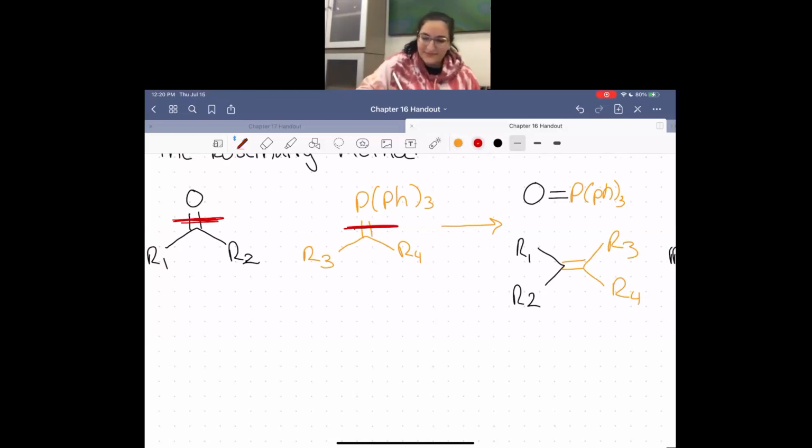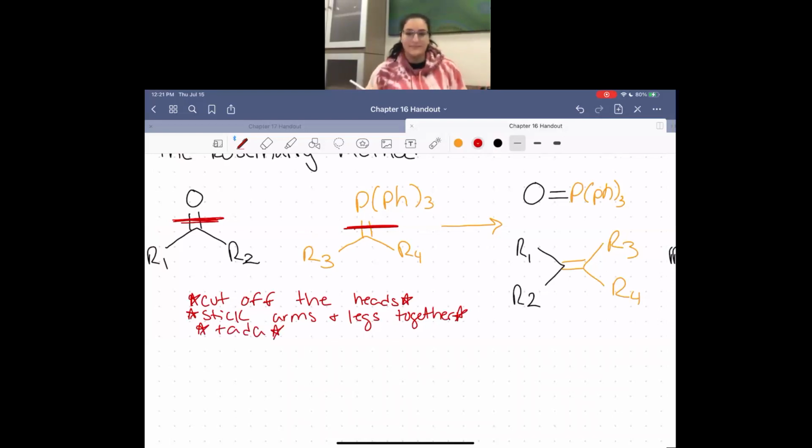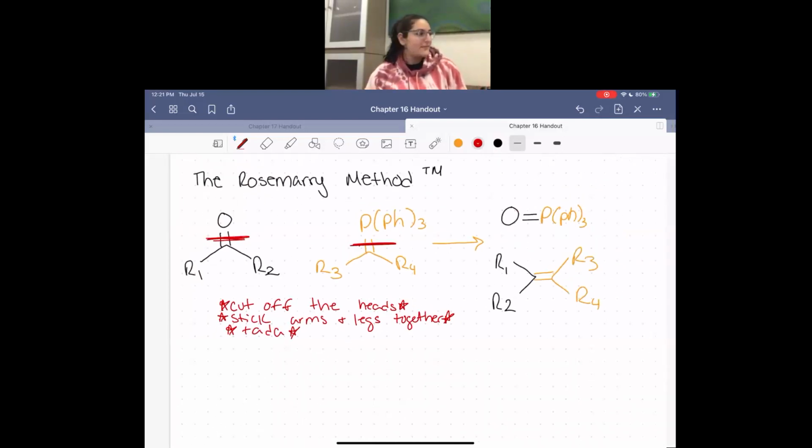So let's write the very professional scientific notes. Cut off the heads. Stick arms and legs together. Ta-da. Sounds kind of gruesome. That's the whole point, Melanie. Now you'll never forget it. You might be wondering if I'm okay. That's besides the point. I'm kidding.